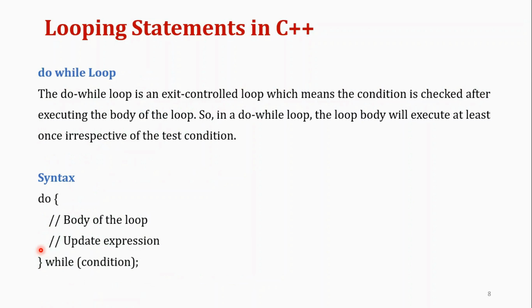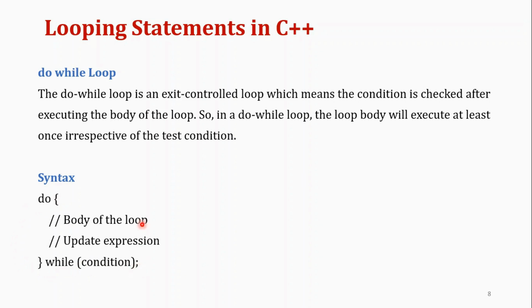And the next loop is the do while loop. The do while loop is similar to the while loop, but the condition will be checked at the end. So the first time, it doesn't check any condition. It simply executes the body of the loop without checking any condition. After the first time, it checks the condition. If the condition is true, only then does it enter the loop again. Otherwise, if the condition fails, it exits the loop, exiting the structure.